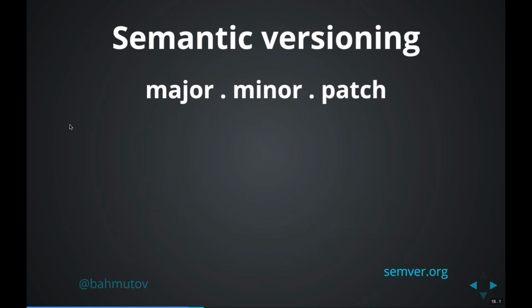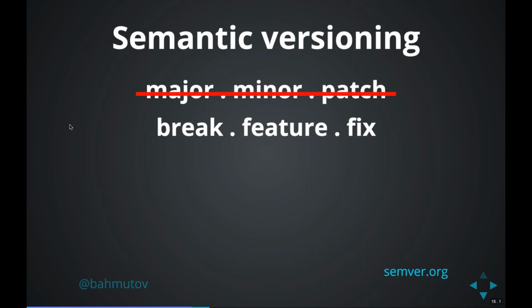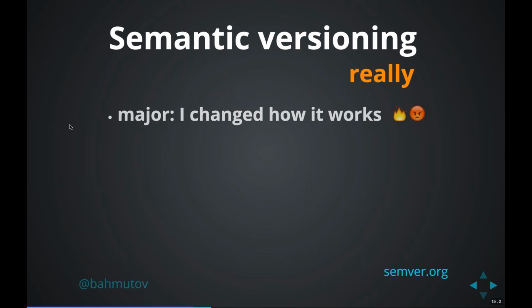So the idea of semantic versioning is that every package, every library has a version, and the version has 3 numbers. And the numbers are called major, minor, and patch. These are kind of fuzzy terms, I prefer thinking of break, feature, and fix numbers. And the meaning of this really is like that.